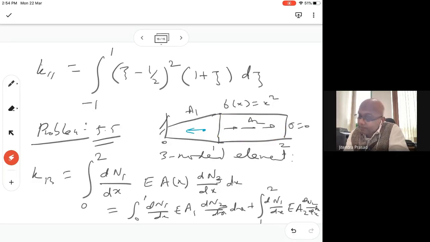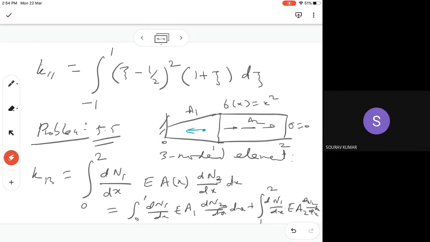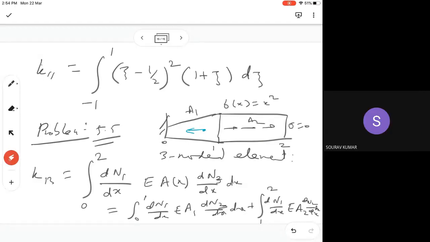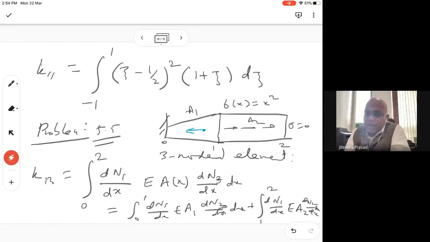Yeah, got it? Yes, sir. Yeah. So, sir, the same step has to be applied to find body forces also? Yeah, everything. Yes, that's true. For body force also, you have to do the same thing.